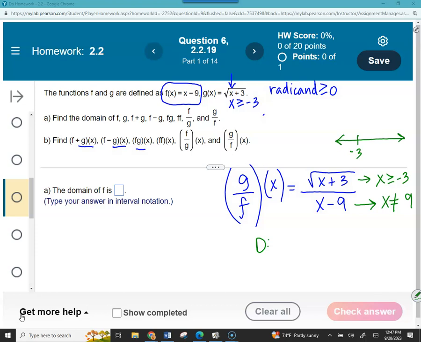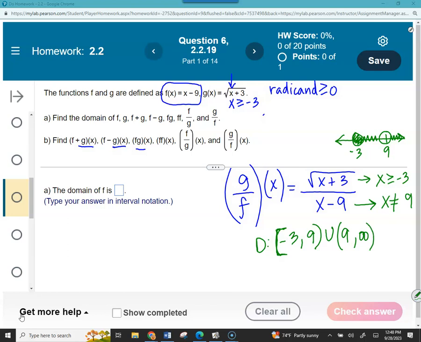You got -3, you got 9. This is saying can't be 9, so that means open. This is saying greater than or equal to -3. So it would be negative, watch out. It'd be -3 to 9, skip 9 to infinity. That's what that one would look like.